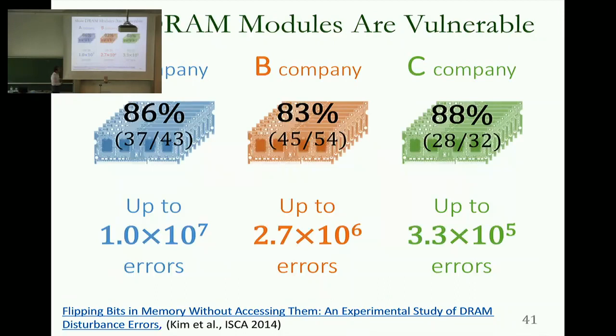So we tested many chips, 129 modules actually, from three major manufacturers who shall remain nameless, but you can guess who they are, A, B, C. There are only three major manufacturers in DRAM. And more than 80% of the DRAM chips were vulnerable.